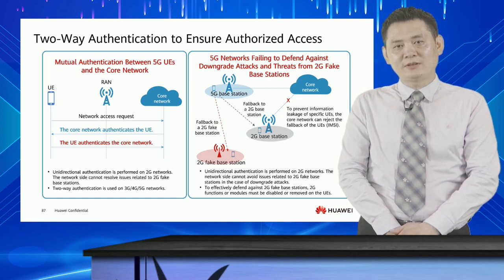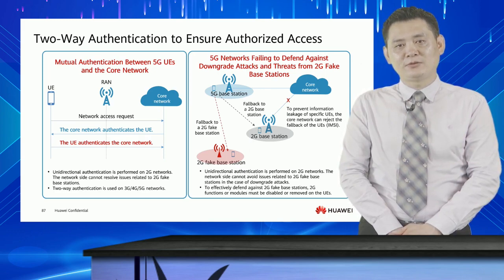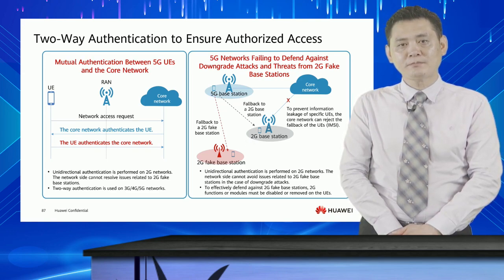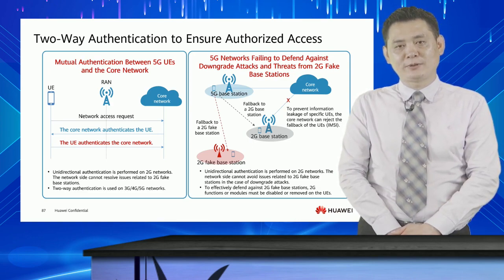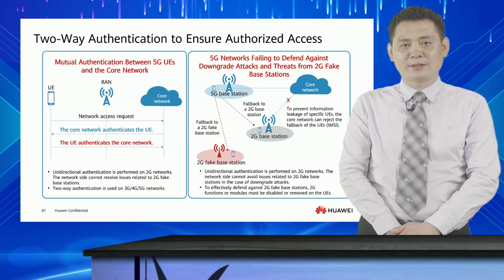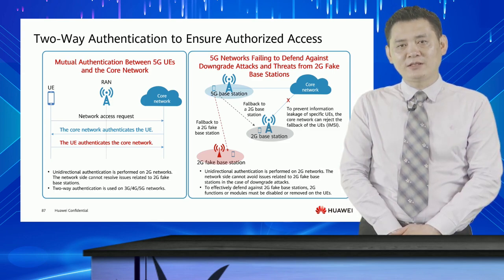Consequently, fake base stations appear to form a fake network. The UE does not authenticate the network, and the fake network may steal user information. This is a security vulnerability. This security vulnerability is actually fixed by the 5G network. The 5G network implements two-way authentication between UEs and the core network. Therefore, the fake base station cannot exist in the 5G network.